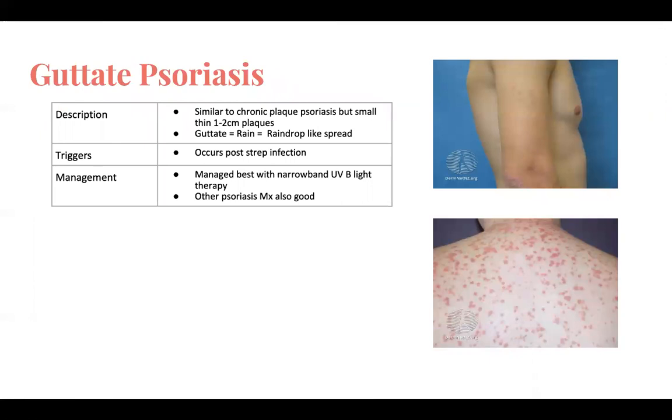As I mentioned, the subset of guttate psoriasis is the raindrops. So I guess the main thing to know is that it follows a strep infection and it looks like raindrops. That's the main thing you have to know for that one.